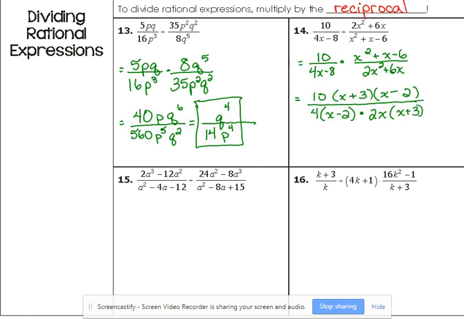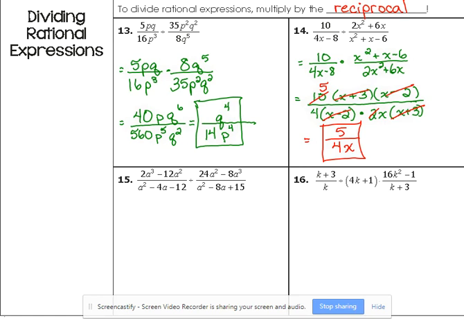So, time to cancel. I see x plus 3 in the top and the bottom. I see x minus 2 in the top and the bottom. How about 10 over 2 will leave us with a 5 in the top. So we've got 5 over 4 times x. If you need 2 steps for that, that's fine. If you want to do 10 over 8x and then simplify it to 5 over 4x, that's fine.